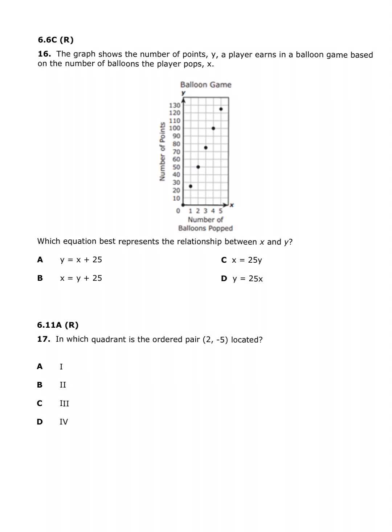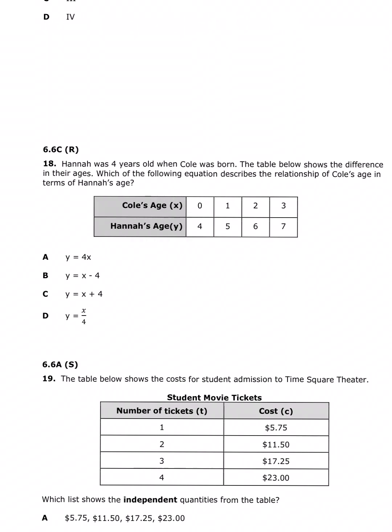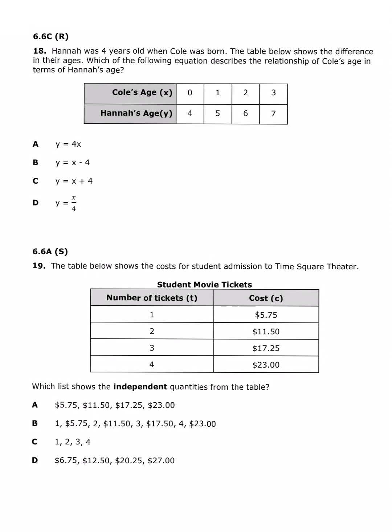17. In which quadrant is the ordered pair 2, -5 located? A1, B2, C3, D4. Number 18. Hannah was 4 years old when Cole was born. The table below shows the difference in their ages. Which of the following equations describes the relationship of Cole's age in terms of Hannah's age? A, y equals 4x. B, y equals x minus 4. C, y equals x plus 4. D, y equals x over 4.